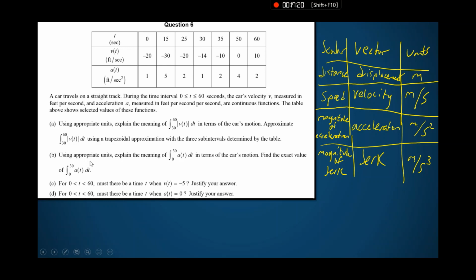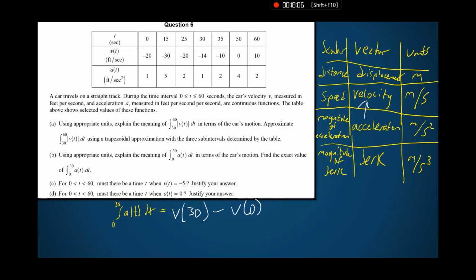Okay. For part B, using appropriate units, I want to explain the meaning of the integral from 0 to 30 of A(t) in terms of the car's motion and find the exact value. So first, let's integrate. If I integrate from 0 to 30 of A(t) dt, what will I get? Speed. Okay, if I integrate acceleration without the absolute values, I should be able to get to velocity. So this will be our velocity. I'll do upper bound minus lower bound, so that'll be my velocity at 30 minus my velocity at 0.